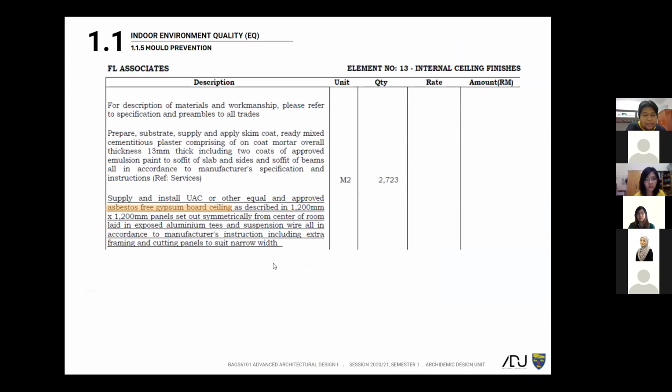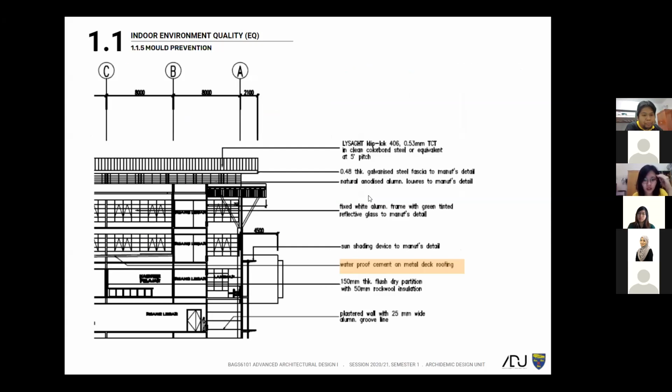Right, nice. This one, I pass to my friend to continue the mold prevention. For mold prevention, I have gone through the BQ. I think we can achieve that because now we are using the asbestos-free gypsum board ceiling. So for the ceiling part, maybe we can skip that. Next, for the mold prevention, we may need to look into the waterproofing system right now. Then I found from the section that we also have the waterproof cement at the roof area. So I think this one also, yeah.